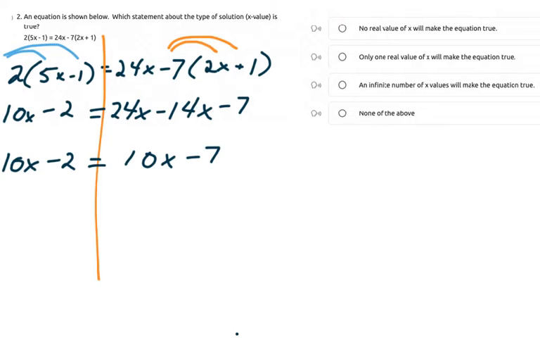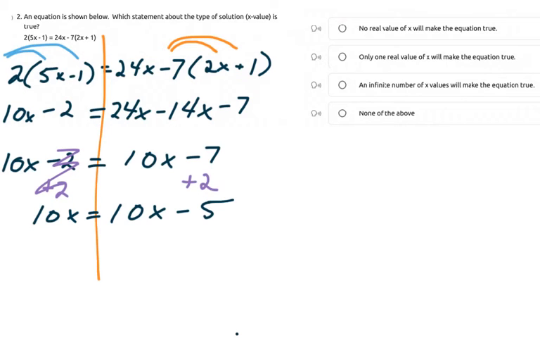Instead of doing that minus 2, let's add 2 to both sides. Let's add 2 there. Let's add 2 there. Going to cancel out there. We are left with 10x on the left. It is equal to 10x on the right. Negative 7 plus 2 is negative 5. All right, negative 7, we gain 2 back, and there we go.